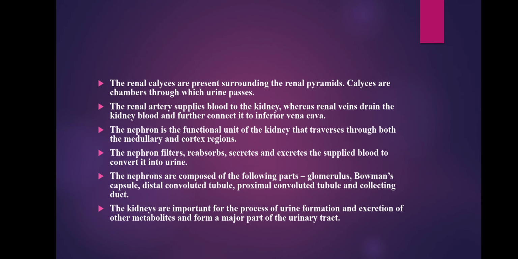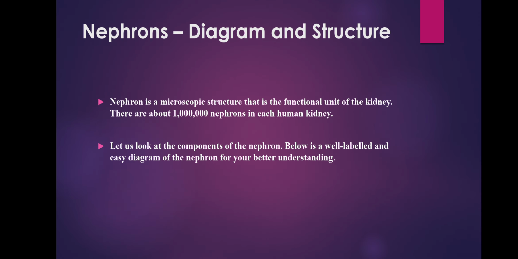Nephrons are composed of the following parts: glomerulus, Bowman's capsule, distal convoluted tubule, proximal convoluted tubule and collecting duct. The kidneys are important for the process of urine formation and excretion of metabolic waste, and are a major part of the urinary tract.